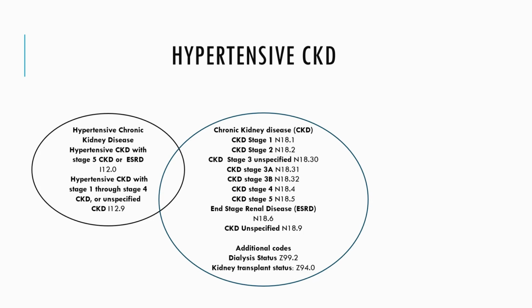Hypertensive CKD occurs when long-term high blood pressure damages the kidneys. ICD-10-CM provides specific codes based on the CKD stage. For CKD stage 1 through 4 or unspecified CKD, use I12.9. For CKD stage 5 or ESRD, use I12.0. Always code the specified CKD stage. This ensures compliance and reflects the impact of hypertension on kidney function.